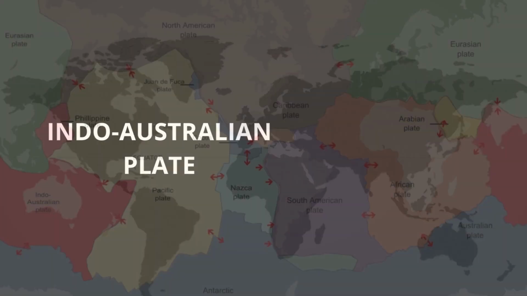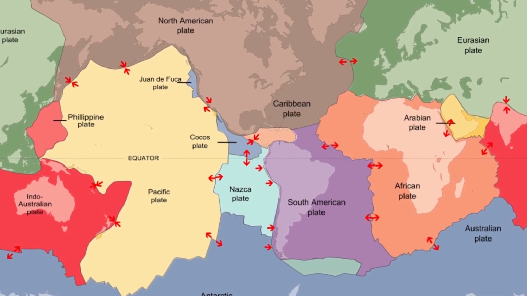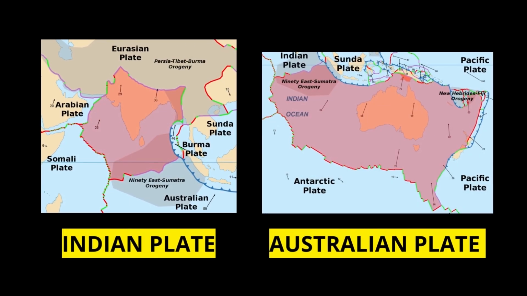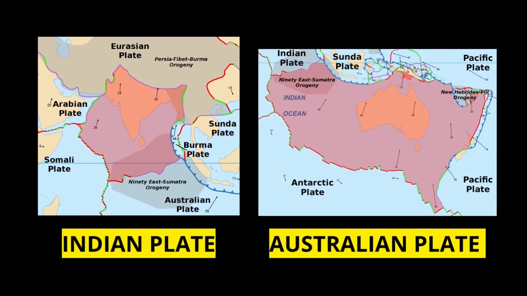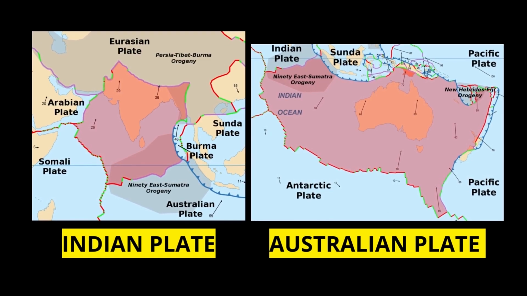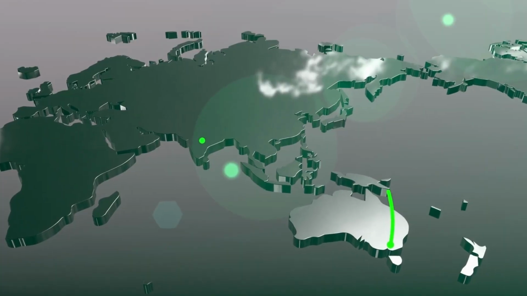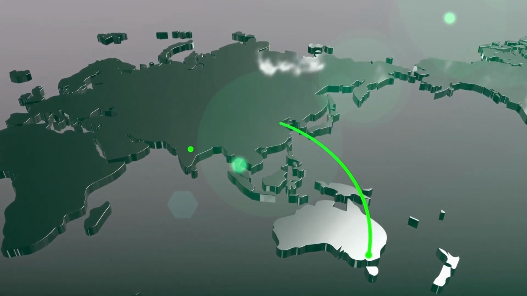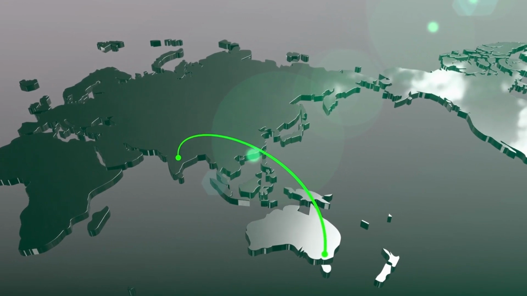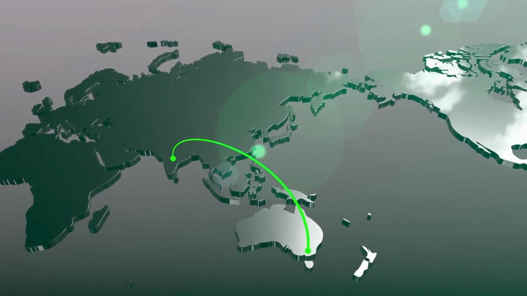The Indo-Australian plate is a major plate combining the Australian and Indian plates. But they are widely considered to be 2 separate plates. At about 58.9 million square kilometers, it is the second smallest tectonic plate on Earth. The Indo-Australian plate stretches from Australia to India. It also includes the oceanic crust of the Indian Ocean.